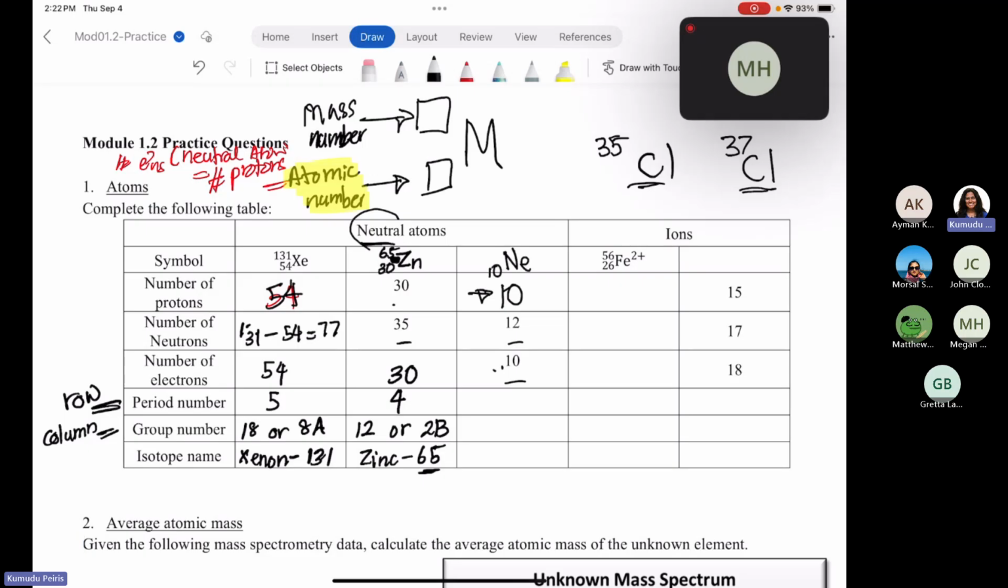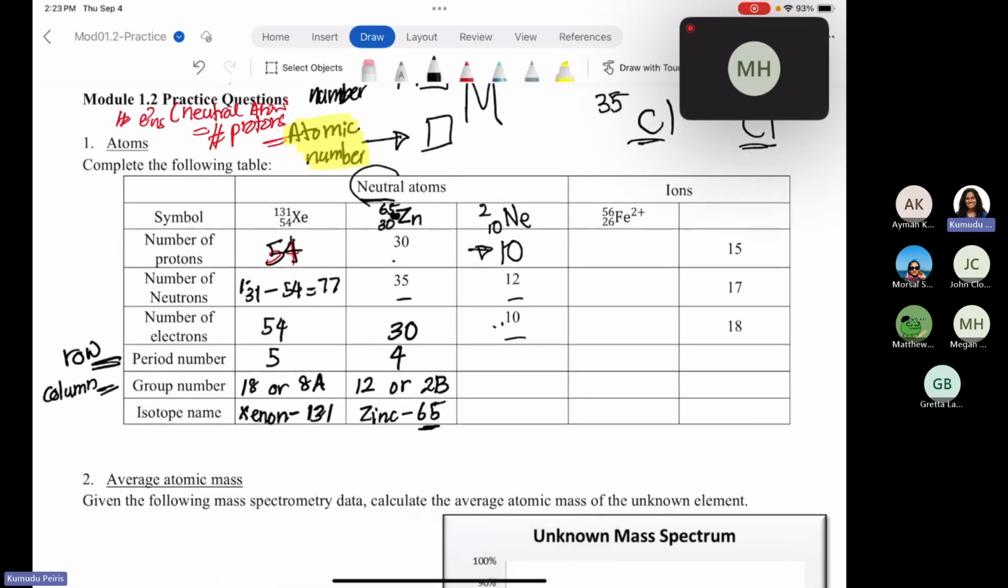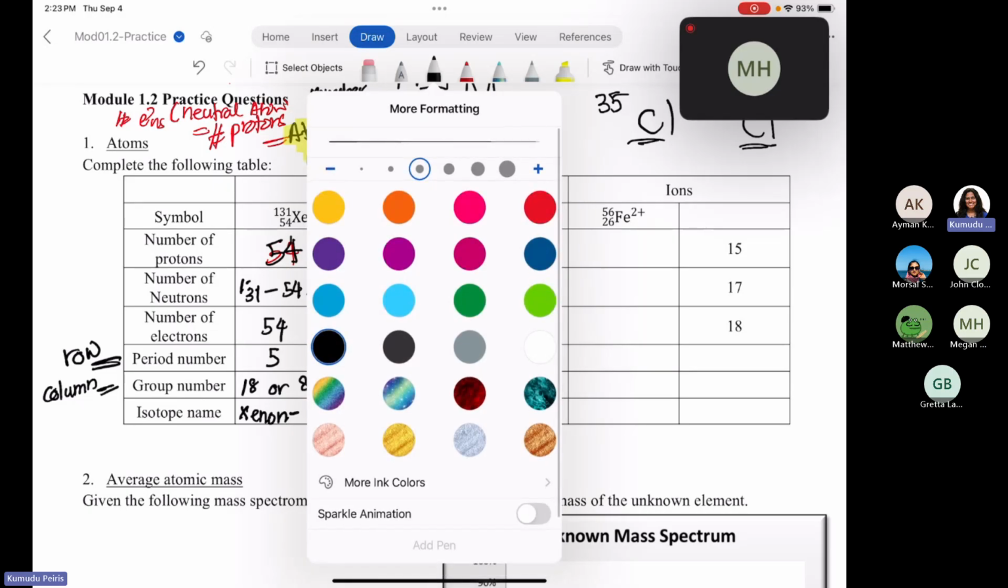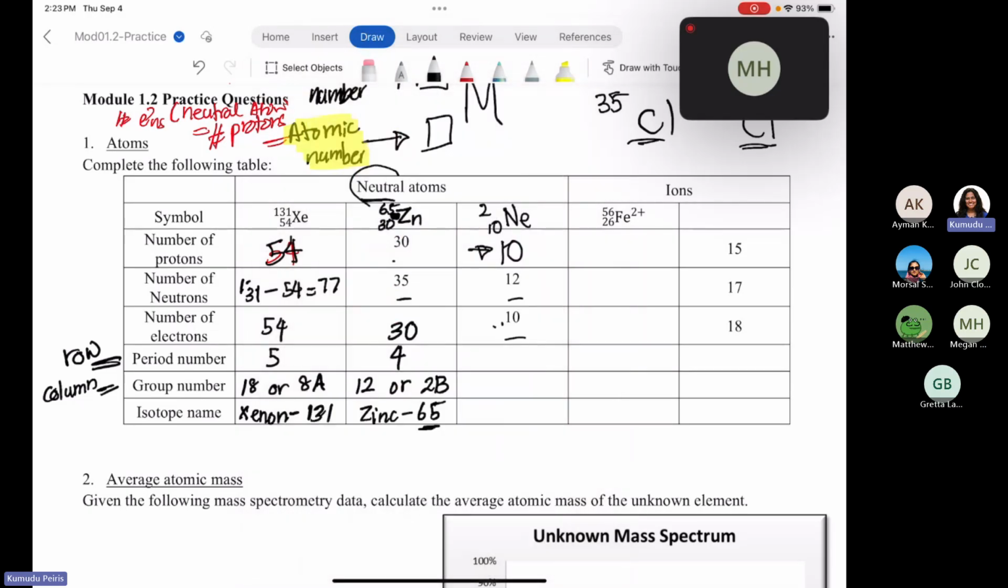And what must be the mass number? So we'll add the number of neutrons and the number of protons. It is 22. Right, it is 22.